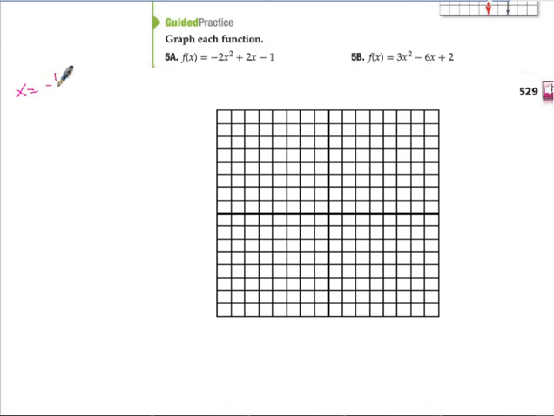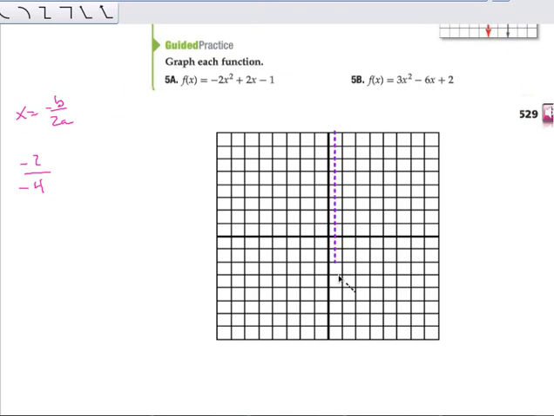So that's x equals the opposite of b over 2a. So the opposite of b is negative 2. 2 times a would be negative 4. So the axis of symmetry is at 1/2. So I'm going to graph that. So that's right here.